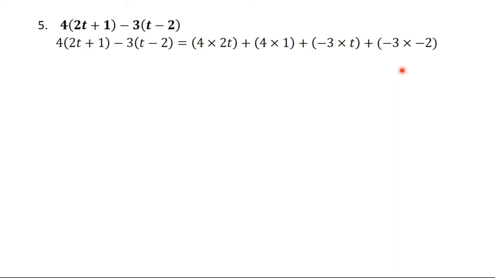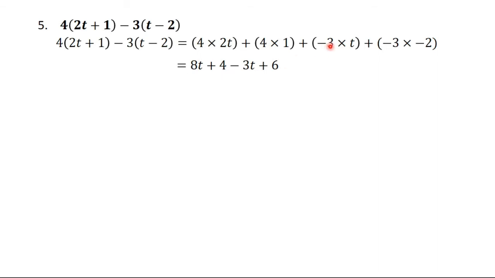Now whenever you close a bracket, make sure that the next sign is addition. So in the first instance, we have 4 times 2t in the first bracket, then plus 4 times what is inside the bracket here, which is plus 1. Then you bring your plus sign again, minus 3 times t in one bracket, then plus minus 3 times minus 2 in another bracket. So we move on. We have seen from multiplication of algebraic expressions that 4 times 2t is going to give us 8t. 4 times 1 will give us 4.